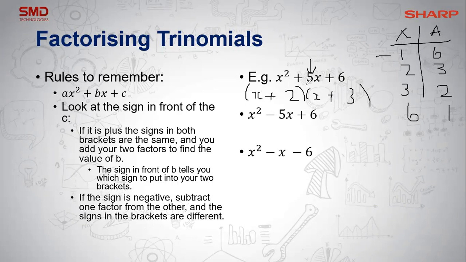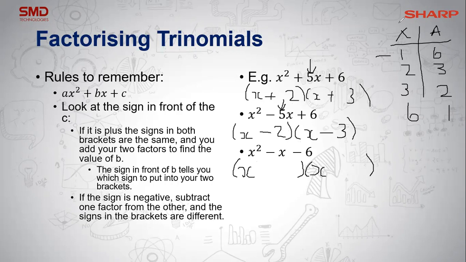Again, you can do exactly the same thing, and you can see the solution is exactly the same, except the signs are different here. So my sign at the back is a plus, which means my signs in my brackets are the same. I still add my values together to get my little term, which is 5, which is still going to be 2 and 3. Now, for this one where the sign at the back is a negative, here we know that the signs are different, so we don't fill in the signs yet.